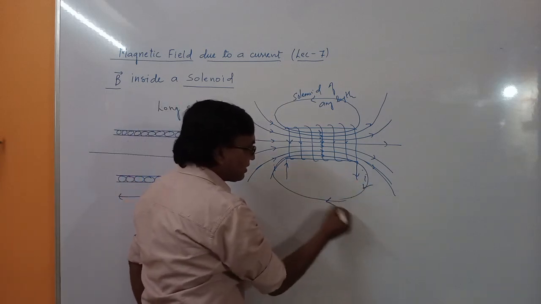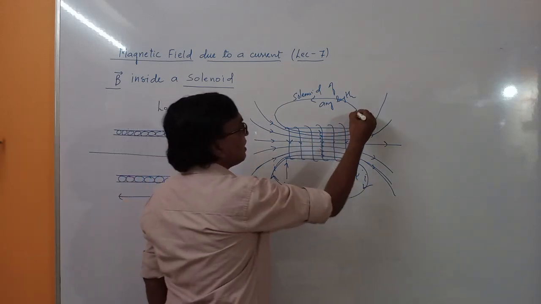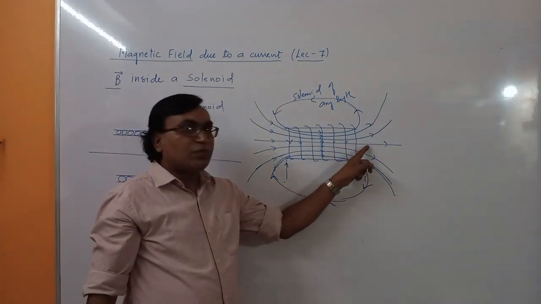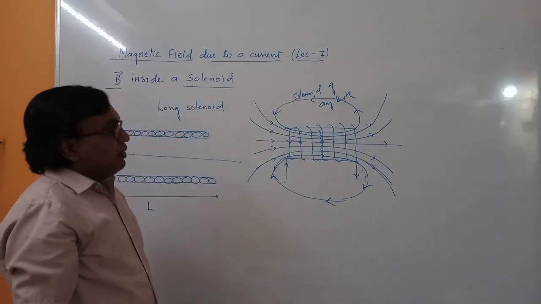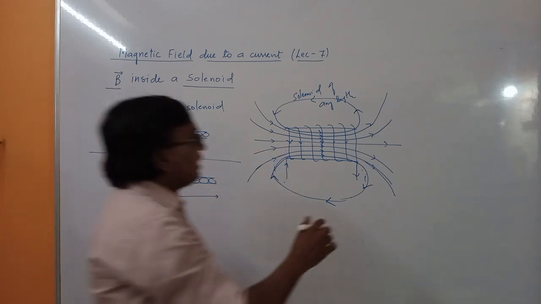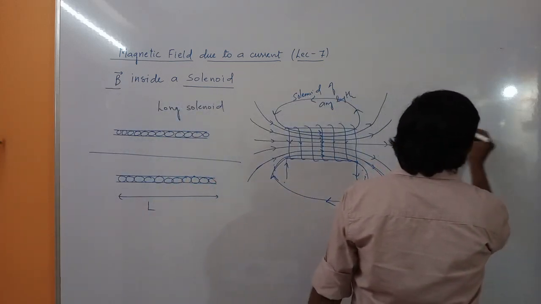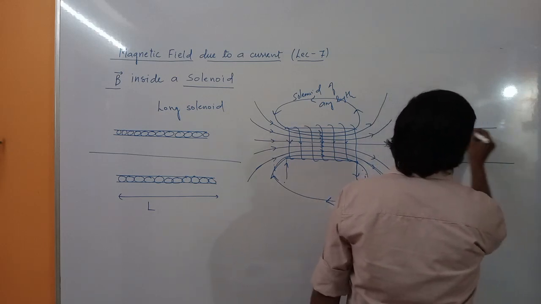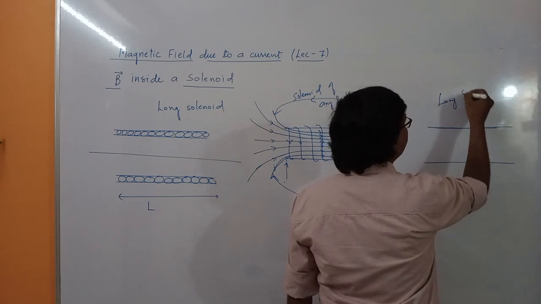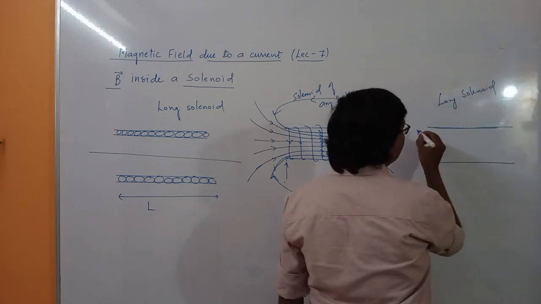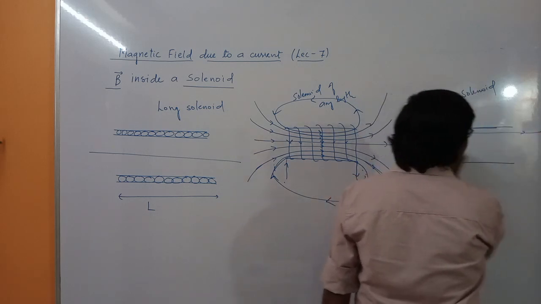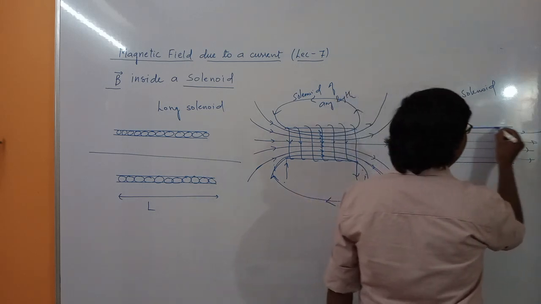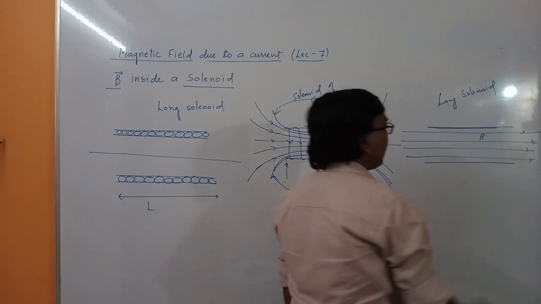So here it is in this direction, here it is in this direction, and similarly in this direction. So this is the direction of magnetic field. This is the north pole, this is the south pole. Fine. Now if you consider a long solenoid, then magnetic field lines will become almost uniform inside a solenoid. So a long solenoid, or an ideal solenoid. These are the magnetic field lines, and this is the direction of magnetic field.